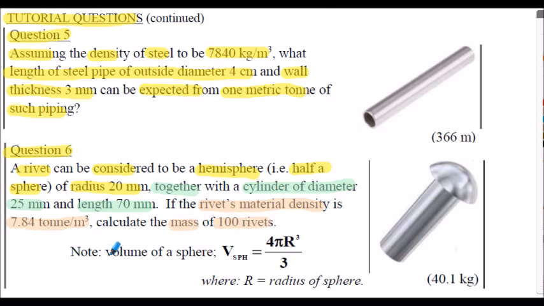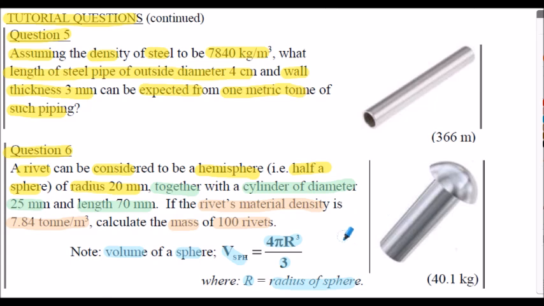In the question, we're informed that the volume of a sphere can be calculated from the equation 4 pi r cubed divided by 3, where r is the radius of the sphere. Again, a fairly thought-provoking little question, but we'll undertake the same kind of procedure as in previous questions.